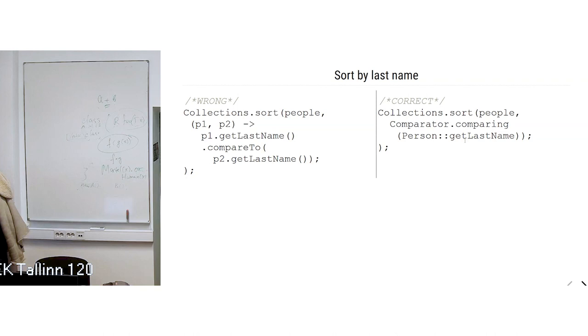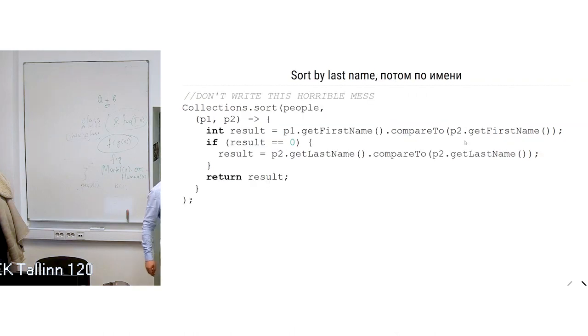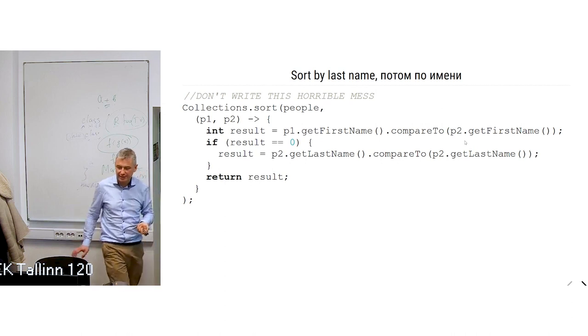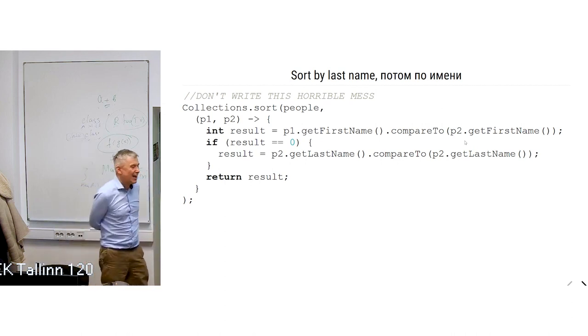So this is a very simple example, but more than that. Imagine you might want to sort by last name and then by first name. Oh, not everything is translated. Fix it. Okay.